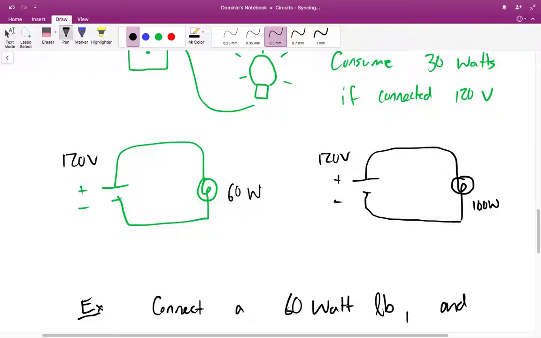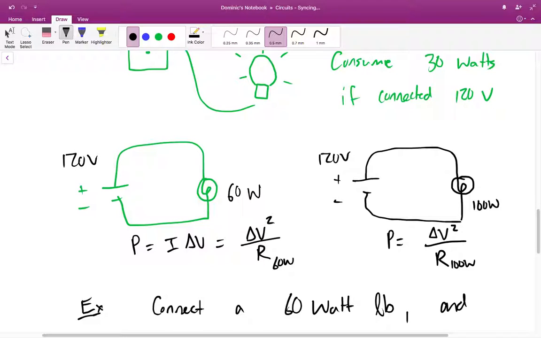The amount of power, let's just start with this circuit over here. The amount of power consumed by just my 60-watt light bulb is going to be the current going through the circuit times delta V, or we could replace current with delta V over R. So this is equal to delta V squared over R, and I'm going to say the resistance of our 60-watt light bulb. For this circuit, we can set up the same equation. Power is delta V squared over R. Both of them have the same delta V, but it's going to have a different resistance, R of our 100-watt light bulb.